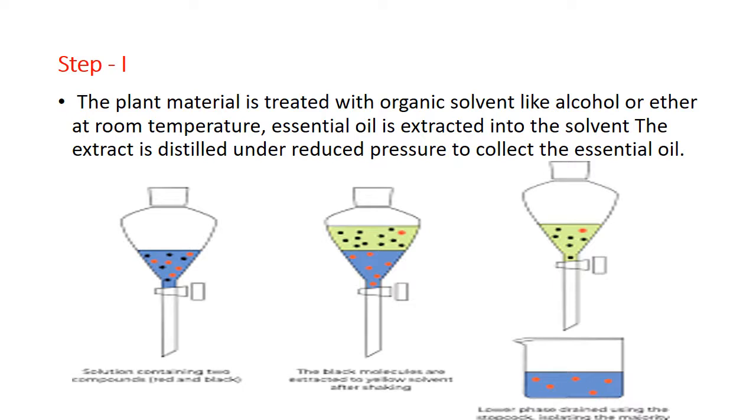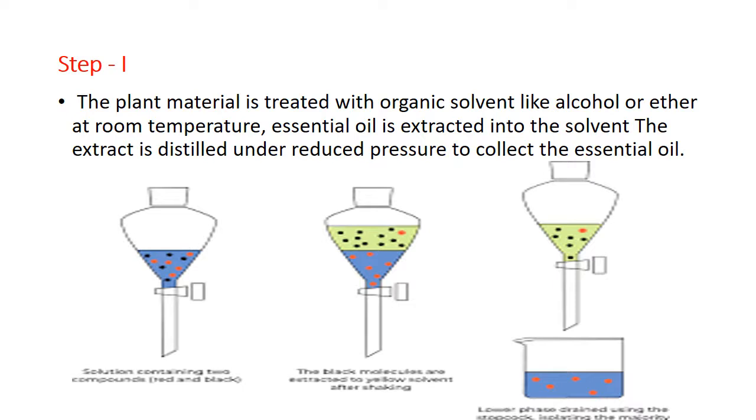Here the figure is shown where there is only one layer and two compounds are mixed together. This separation is based upon the difference in solubility in two different solvents which are immiscible. These two layers are immiscible in each other. Some molecules are attracted towards the yellow colored solvent, and red colored molecules are attracted towards the blue colored solvent. In this way there takes place the formation of two layers, aqueous and organic layer.